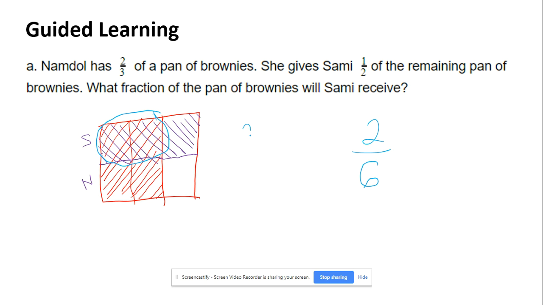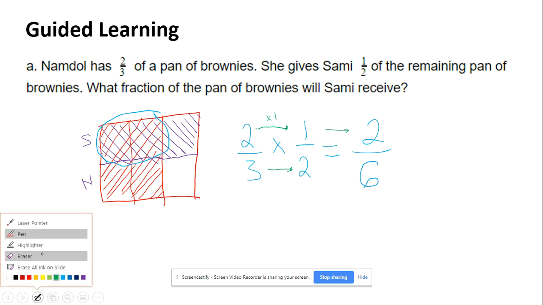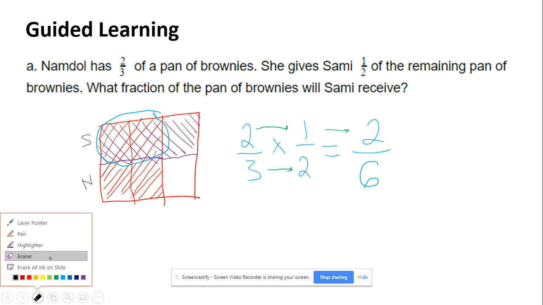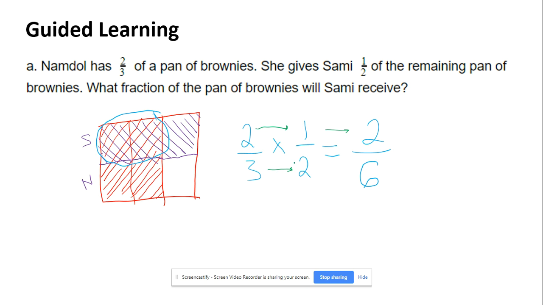So we can see that 2/3, that's how much Nandal had left, times 1/2, that's the portion that she's giving Sammy, equals 2/6. Also note that if you multiply the numerators, 2 times 1, you get 2. And if you multiply the denominators, 3 times 2, you get 6. So 2/6 is the correct answer.